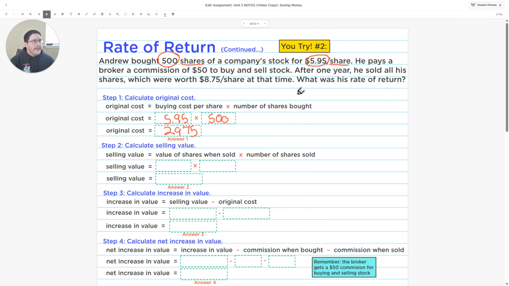Okay. Now, next thing we want to do, we want to calculate how much it was when he sold all of these shares. So, this is still 500 shares. However, the price is now different. After 1 year, he sold all of his shares, which are worth $8.75 per share. So now we're going to multiply 500 with 8.75.